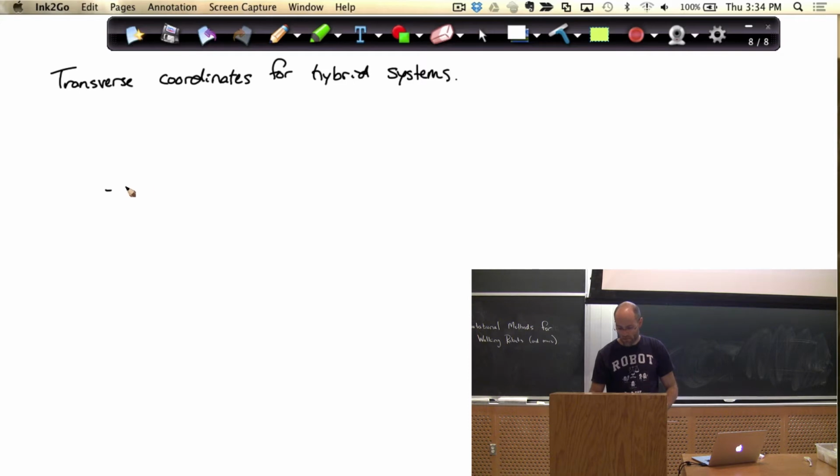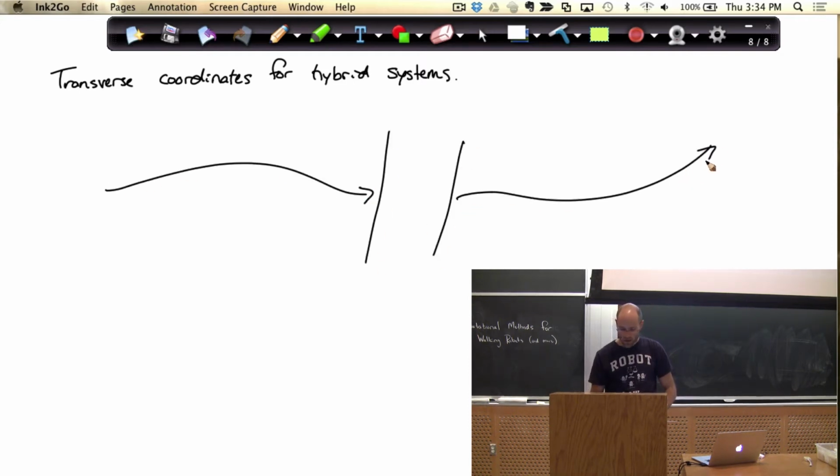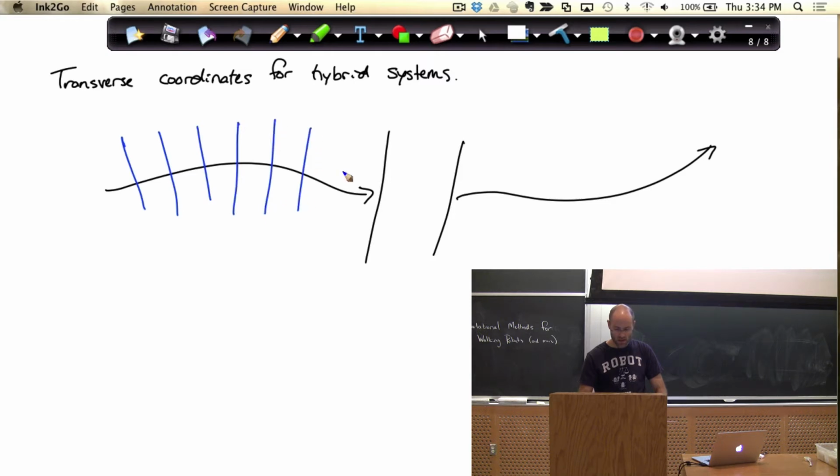Okay, so now I have my pictures back here. I've got my switching surface. If I can design some set of coordinates which is everywhere transverse to the trajectory, but need not be exactly perpendicular, this is where that extra richness comes in. If I can line up my switching surface with the transverse surfaces, then I can still make some of the statements, and it gets around a lot of the complexity of trying to understand.